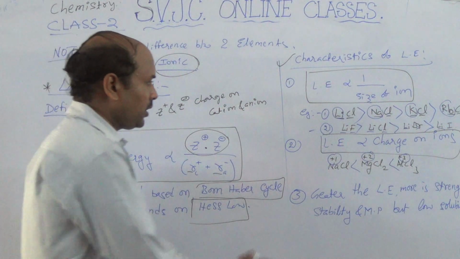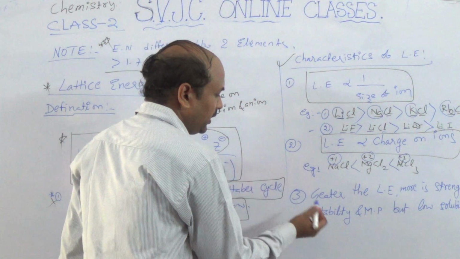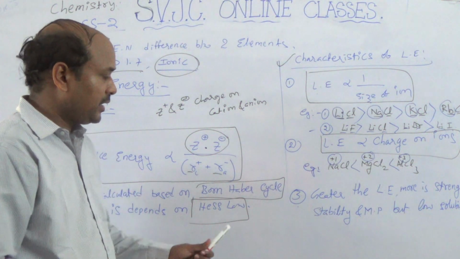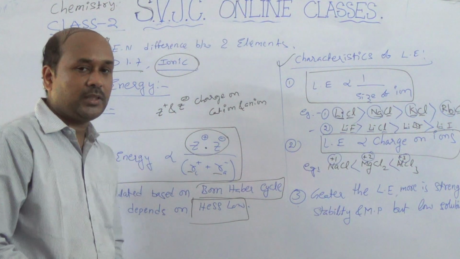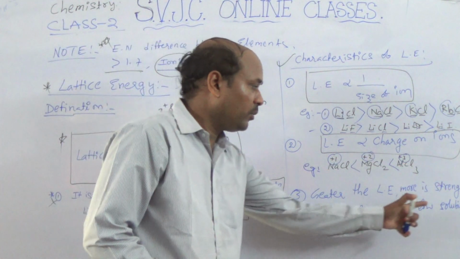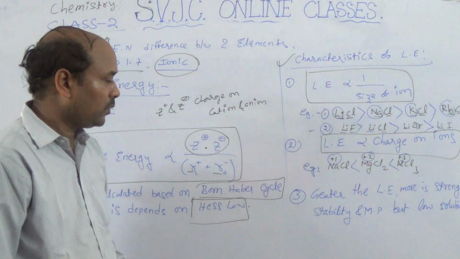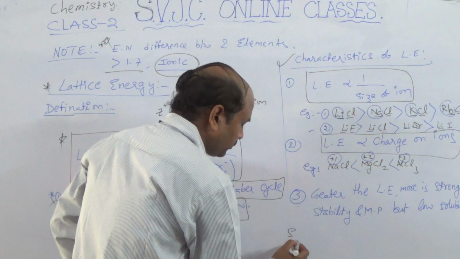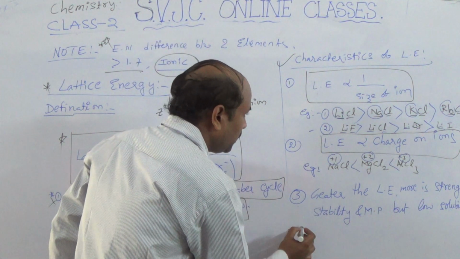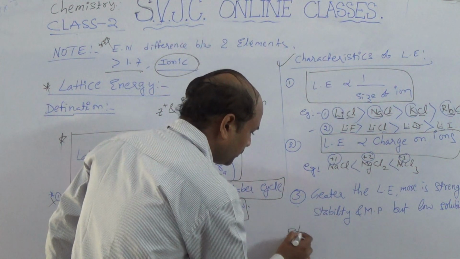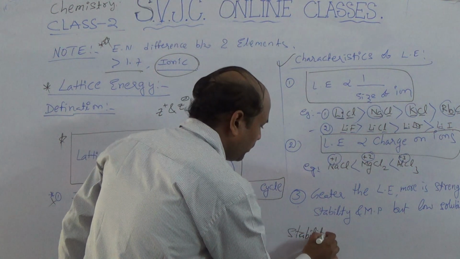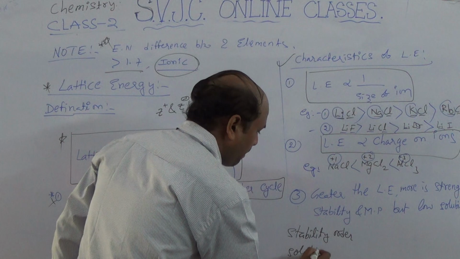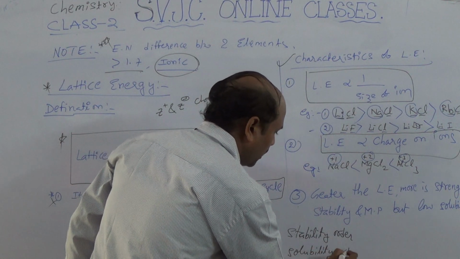And one more condition is, the greater the lattice energy, the more the strength, the more the stability, and the higher the melting point. But the solubility is low. Solubility is low. Observe in this condition, above condition, I am writing stability order and solubility order.